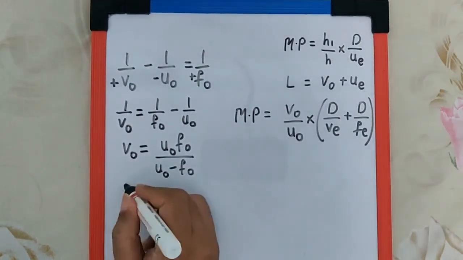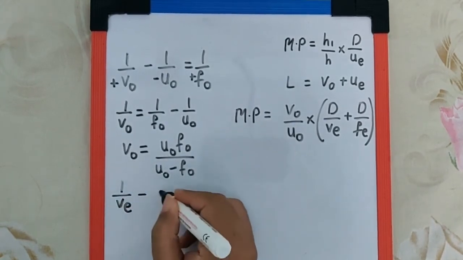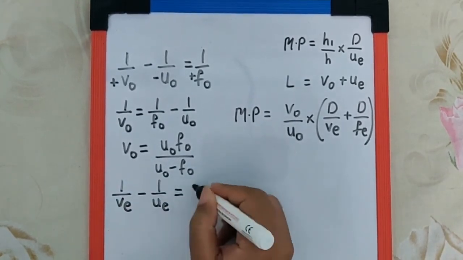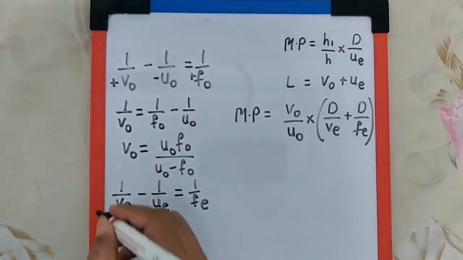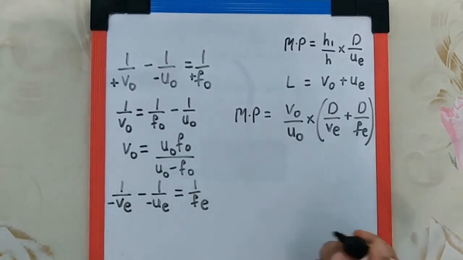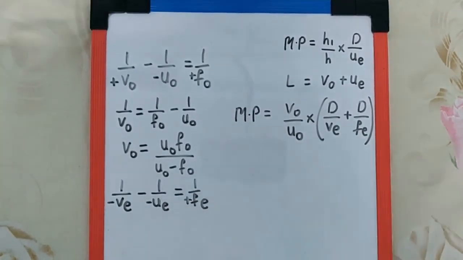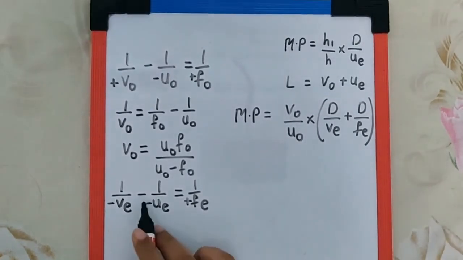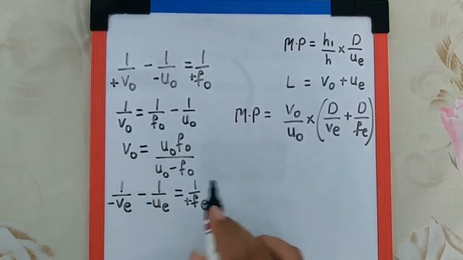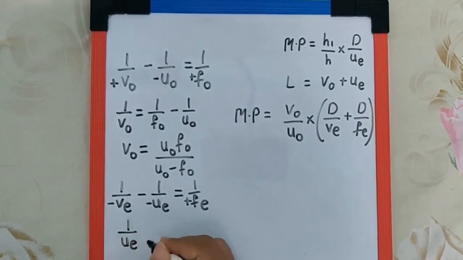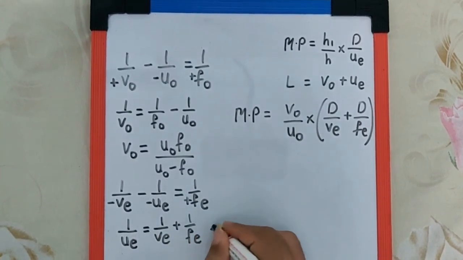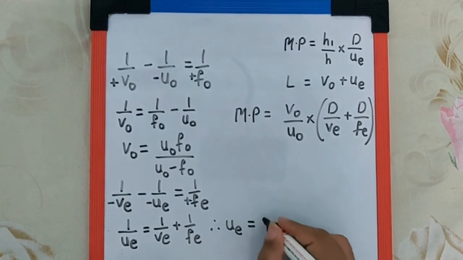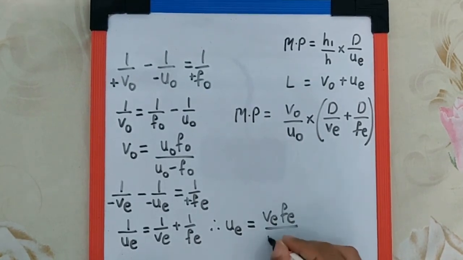Now similarly, if we use the lens maker equation for the eyepiece, 1 by VE minus 1 by UE is equal to 1 by FE, where we know the object and image both were on the left hand side of the eyepiece, which means VE and UE both are negative, but the lens was biconvex, hence the focal length is positive, which means this becomes positive and this goes on the other side and becomes positive. So 1 by UE becomes 1 by VE plus 1 by FE, and therefore if you want to calculate UE, it will be VEFE upon VE plus FE.